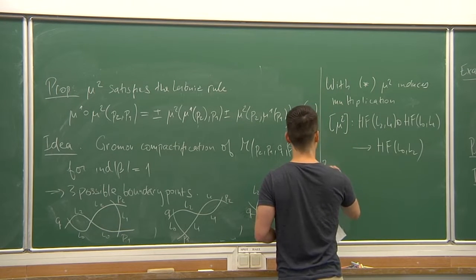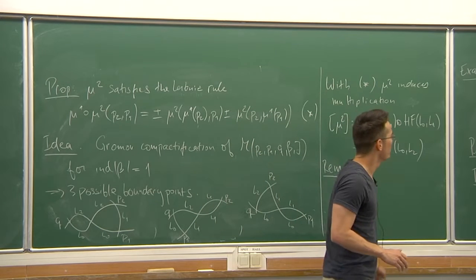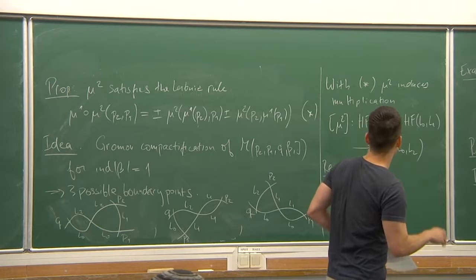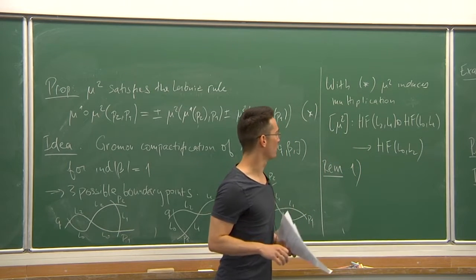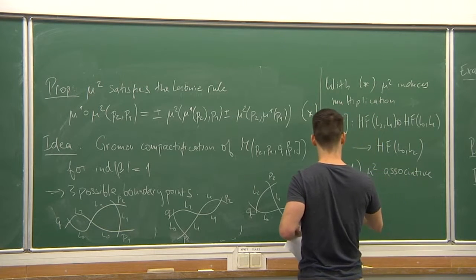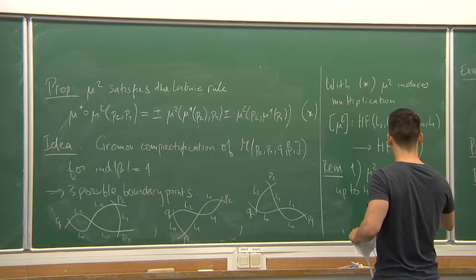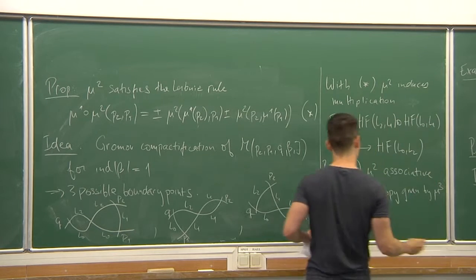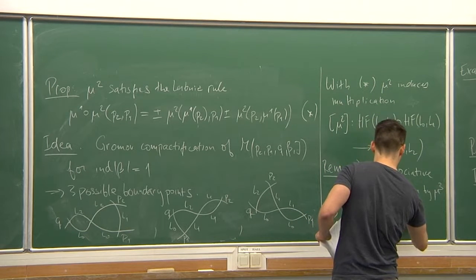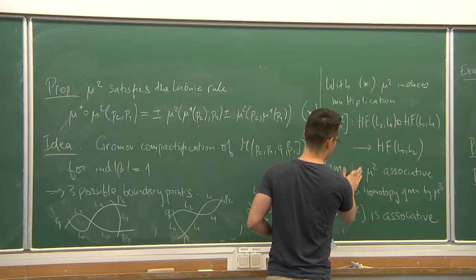So maybe we have the following remark: one can show that this mu2 is on chain level associative up to a homotopy given by the mu3 map. And this implies that this mu2 descends to an associative map on cohomology level. So mu2 is associative up to homotopy given by mu3. And so this implies that the map on cohomology is associative. So actually, it's just one remark.